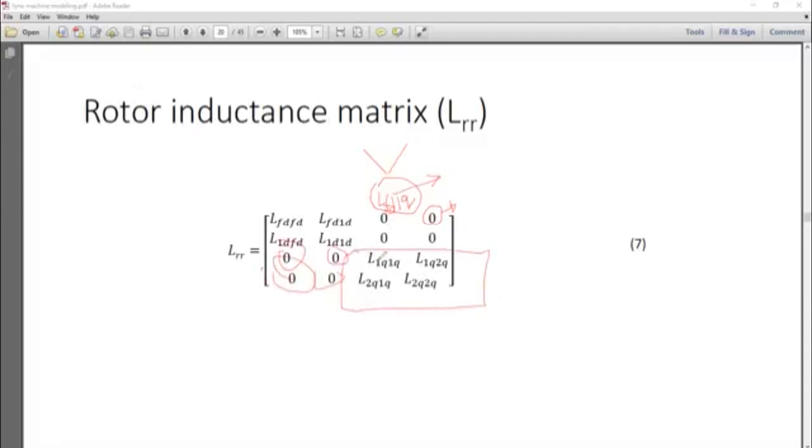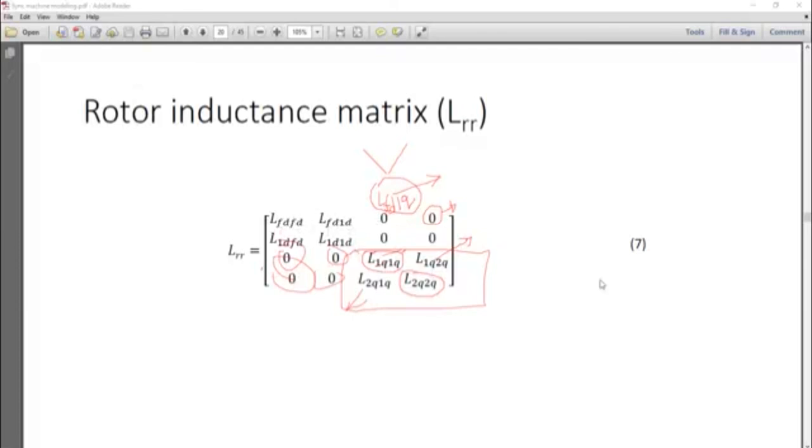This one is for the Q axis, 1Q. This is the self-inductance for the 1Q coil. This is the self-inductance for the 2Q coil. And this is the mutual between 1Q and 2Q, which should be the same as 2Q, 1Q. So in the rotor inductance matrix, you don't see any theta dependency.